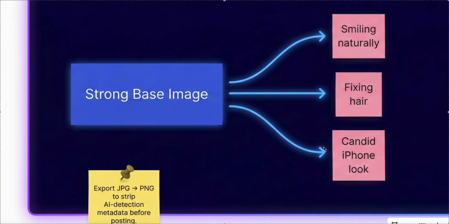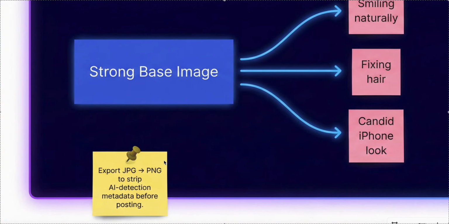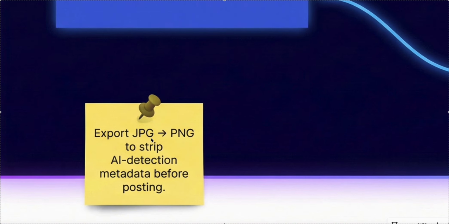Then we need to do the same thing again. We need to export the image from its existing format into a different format to, again, get rid of the metadata. If you upload the image as is, the AI will detect it, whether Instagram or TikTok, it would know that the image is made with AI because it's in the metadata of the image. So we need to export the image to get rid of the metadata.